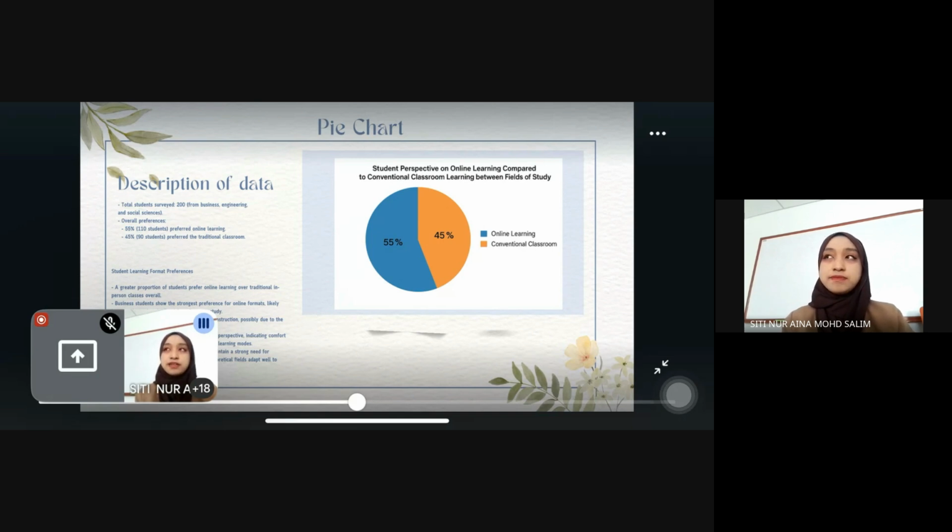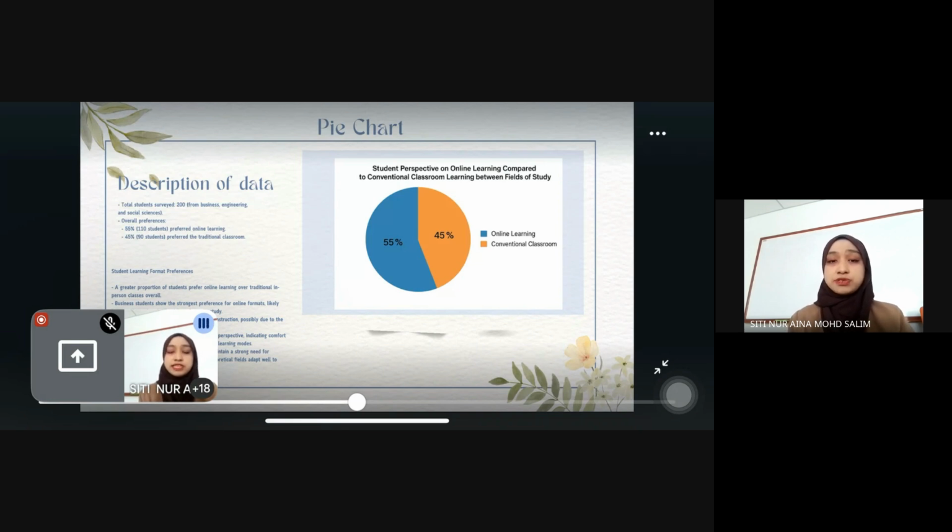In more detail, in the business course, 60% of students prefer online learning. In engineering, 55% like the traditional classroom, and the last one, social science, is split, with 52% preferring online learning. So this chart shows that a greater proportion of students like online learning over traditional classes. Business students show the strongest preference for online learning because they feel online learning offers more flexibility and they can save time since they don't need to go to a physical class.